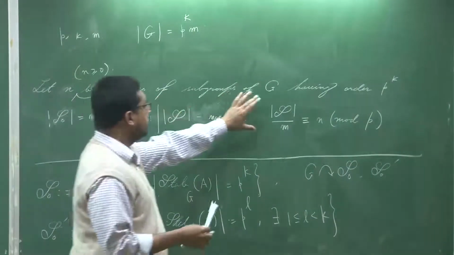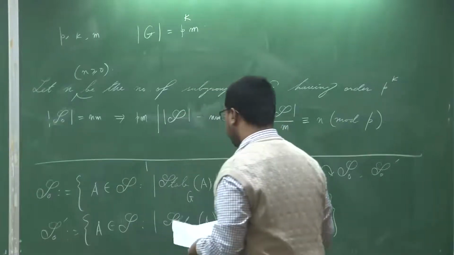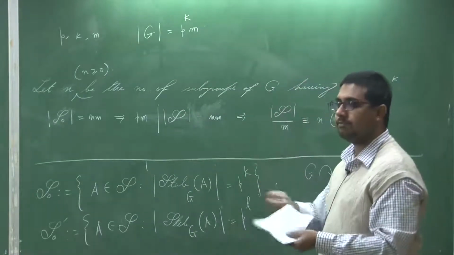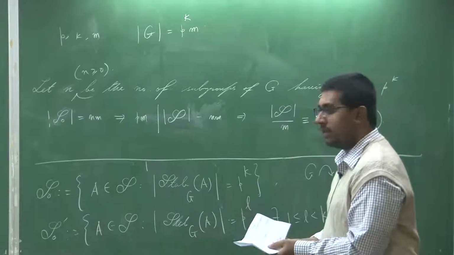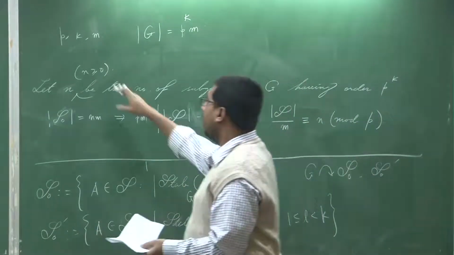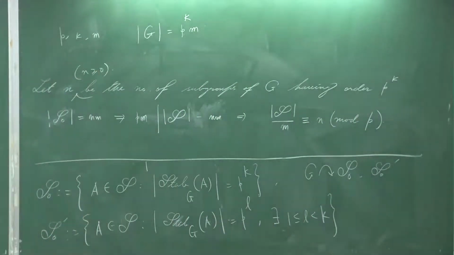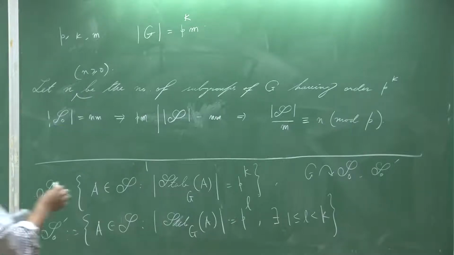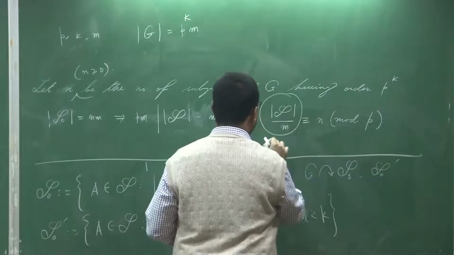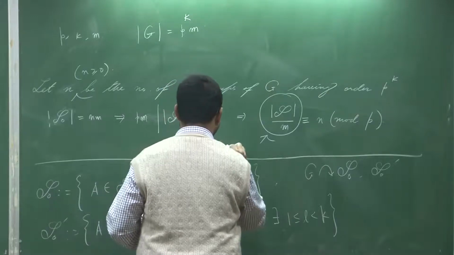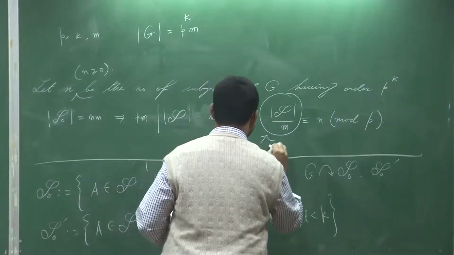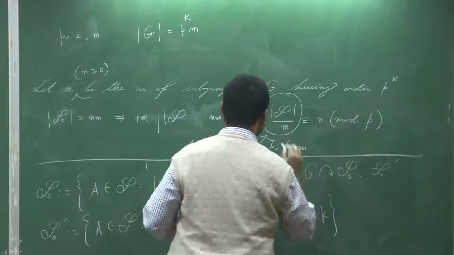So, what is this quantity? Order of S. S was the collection of all subsets of order p to the power k. So, when G has order p to the power k m, that collection has order p to the power k m choose p to the power k, modulo p. So, the upshot is this depends only on p, k and m and nothing else.